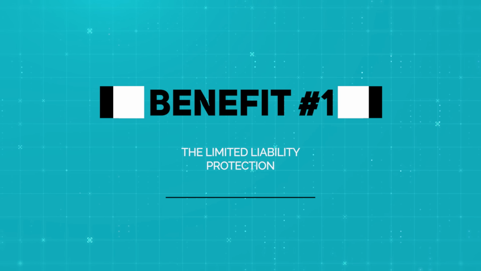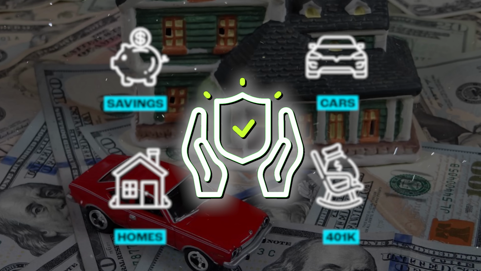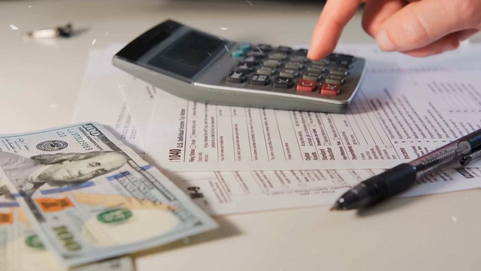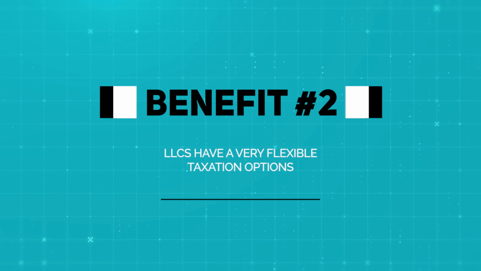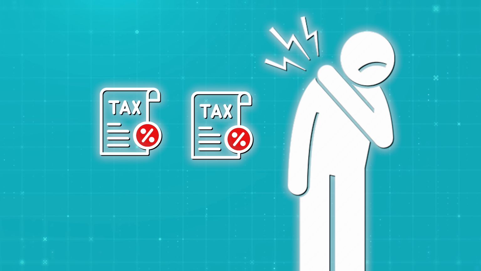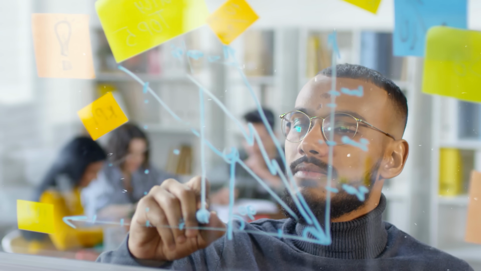Choosing to form an LLC as your business entity can also offer additional advantages. One major benefit, and the reason most business owners choose to start an LLC, is the limited liability protection. This means that your personal assets such as savings, cars, or homes are protected from being used to pay off any debts or legal liabilities for the business. Another advantage is the flexible taxation options that LLCs offer. You can avoid being double taxed, and it can provide excellent tax flexibility based on your specific business needs.